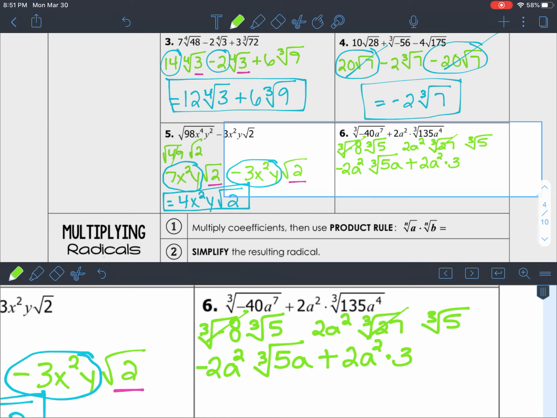And then I also need to think about how many a's are going to come out. So how many groups of 3 can go into 4? Well, that's only 1. So just 1a is going to come out. And then cubic root of 5 is going to stay. And if I took out one group of 3 from that a to the 4th, I'm going to have 1a left over.